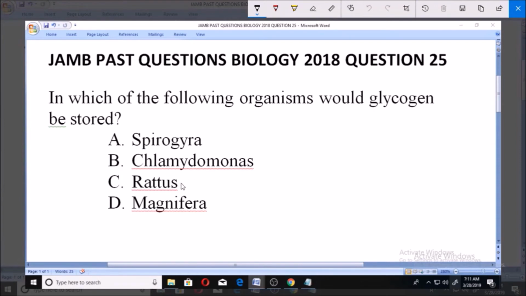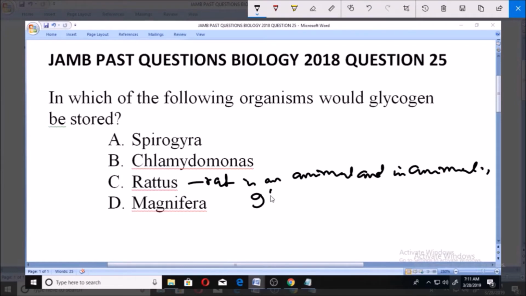Now, Rattus is the binomial nomenclature of rats. So when you hear the word Rattus, it's simply rat. Now, the rat is an animal. This Rattus that we are looking at here is actually rat, and it is an animal. And in animals, we all know that glucose is converted to glycogen. That's what happens in animals.